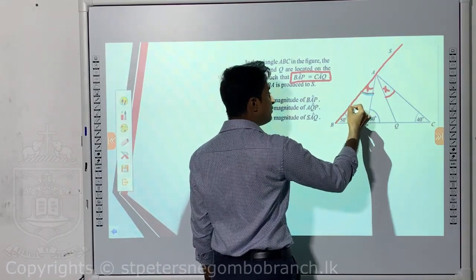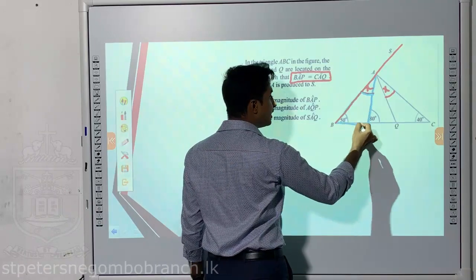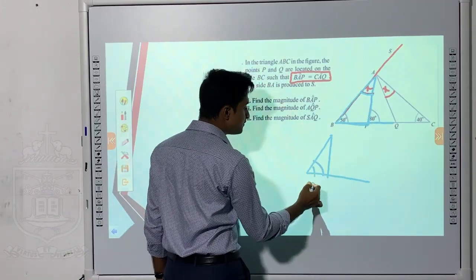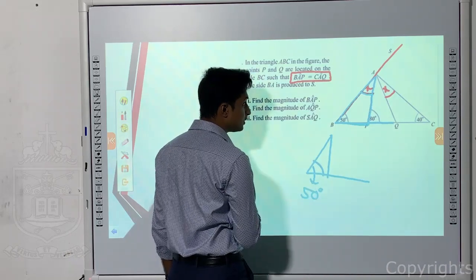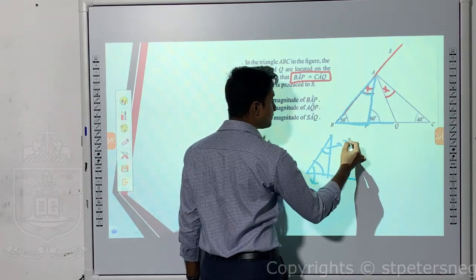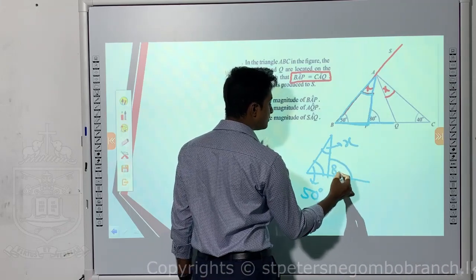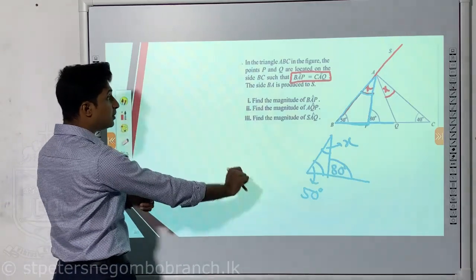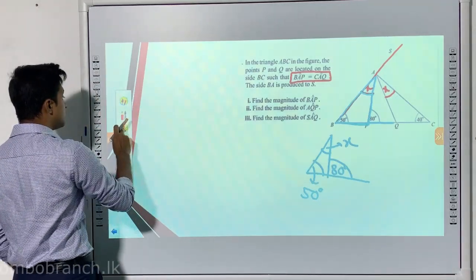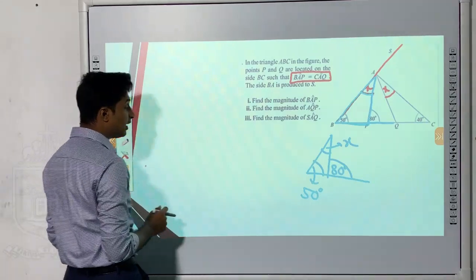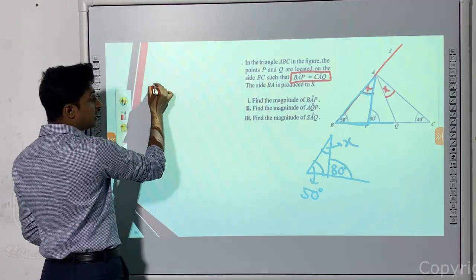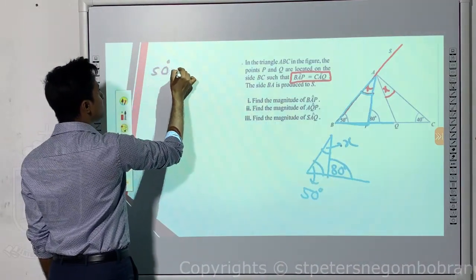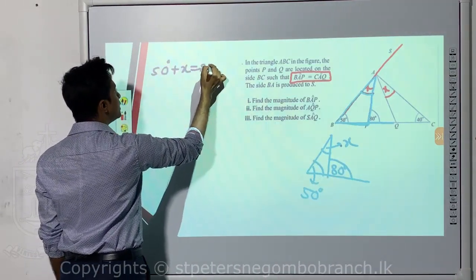You know, if I consider this triangle and this side, it's like this. This is 50, this is X, this is 80. So you can first find the value of X. X is BAP. Then 50 plus X is 80. 50 degrees plus X is equal to 80.